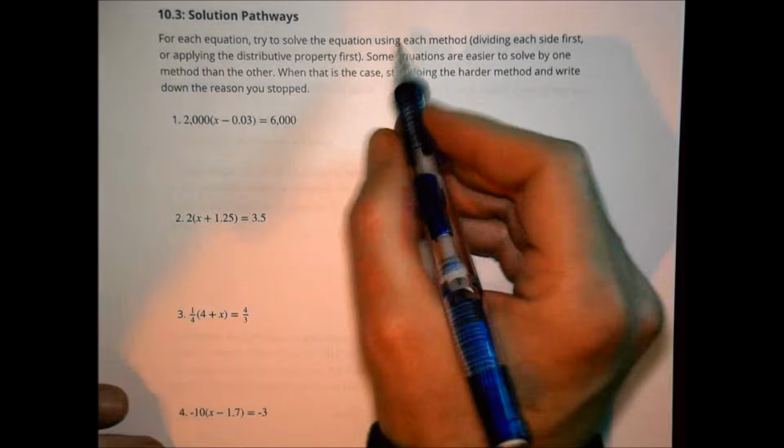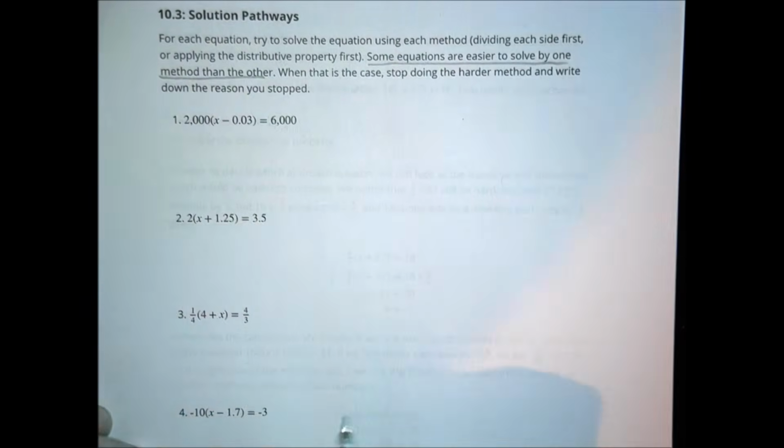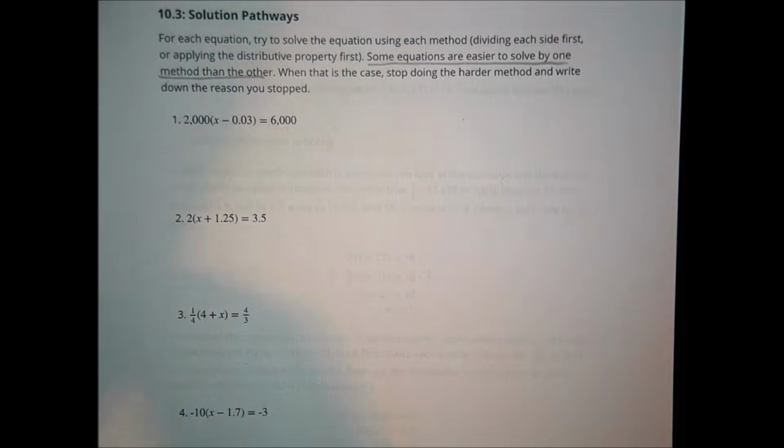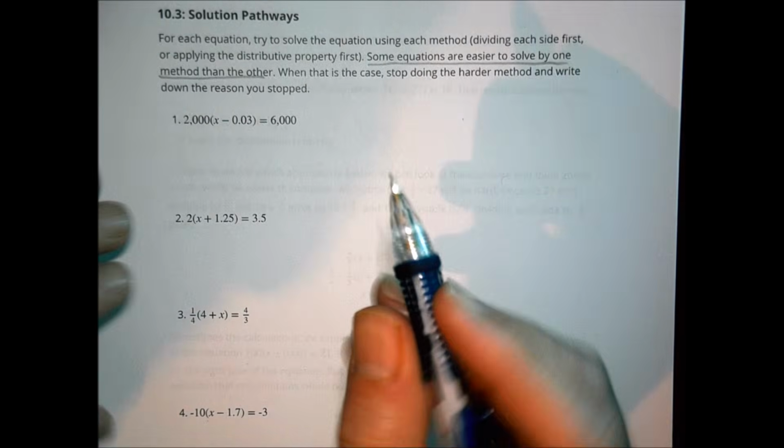The point of this activity really is to recognize that some equations are easier to solve by one method than the other. And so in this activity, what your teachers want you to do is try it both ways so you can get used to figuring out which way works best for you. And some of that is just by starting to recognize what's going to happen with numbers when you distribute or divide or multiply to make the computation a little bit nicer.